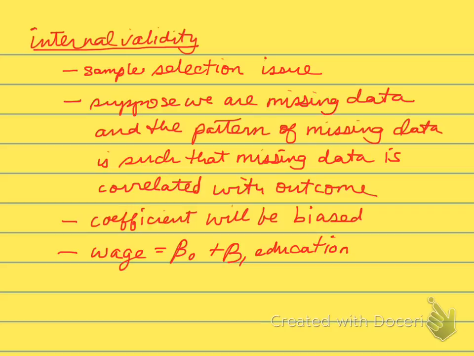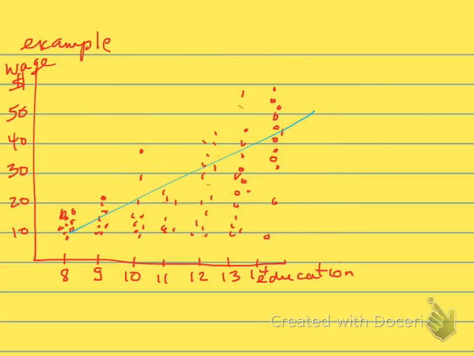This can be illustrated with a pretty straightforward example. Suppose we were interested in the relationship between the wage and education. So we have a relationship where the wage is equal to beta 0 plus beta 1 times education. And let's suppose that we have data that looks like this. So we estimate a regression line that looks like this.